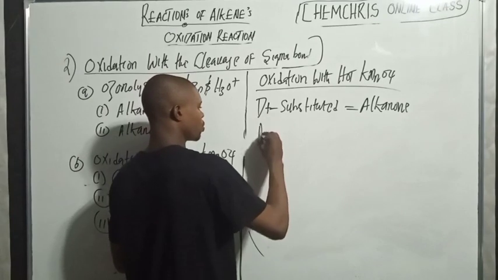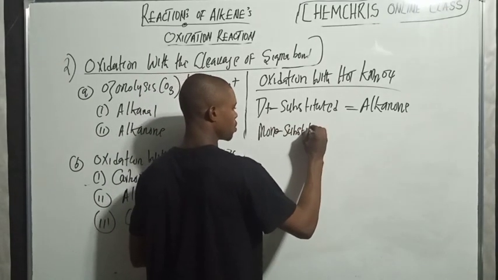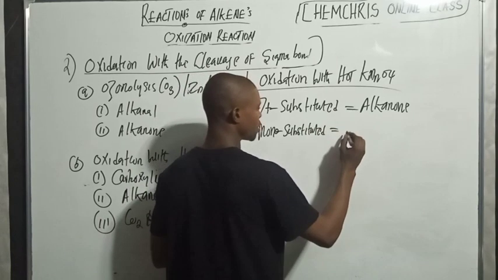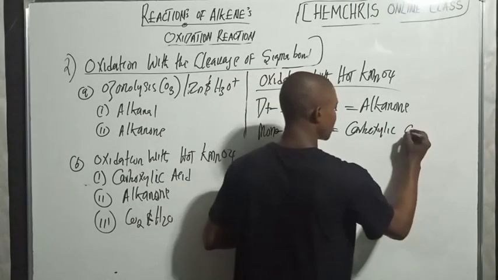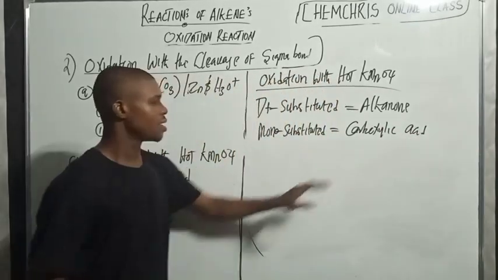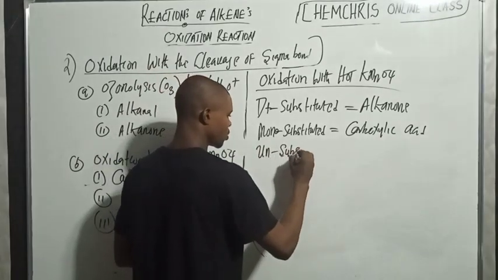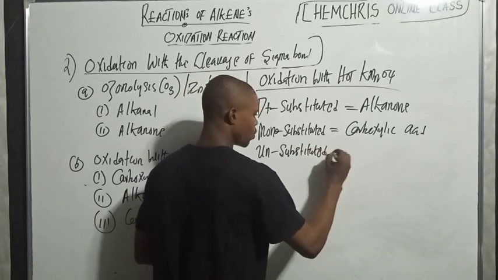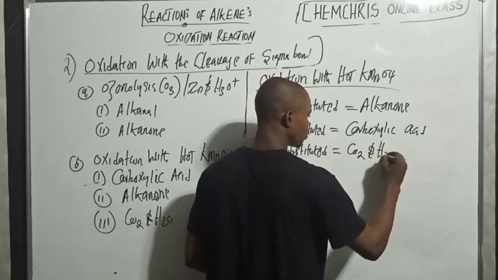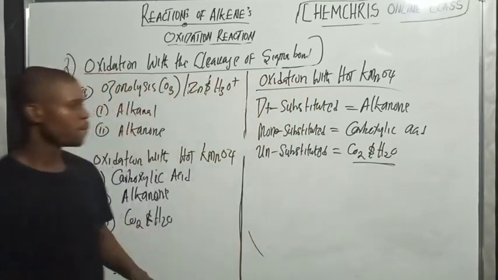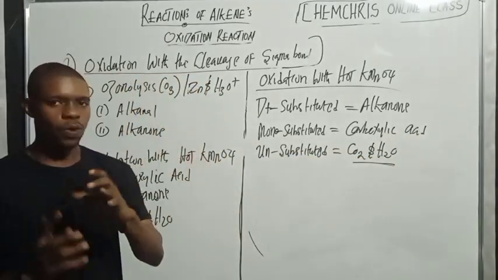Now, monosubstituted produces a carboxylic acid. Okay, carboxylic acid. Mono, we always produce carboxylic acid. Then unsubstituted, we produce CO2 and H2O. Very important. So you need to understand this thing. It's very, very important. So we have to take one example.